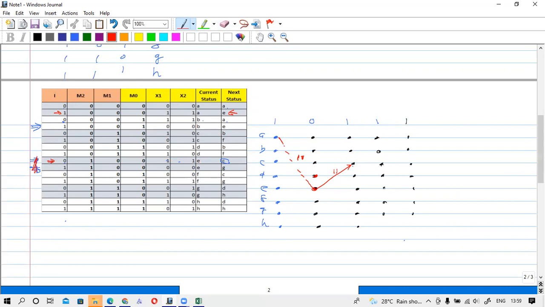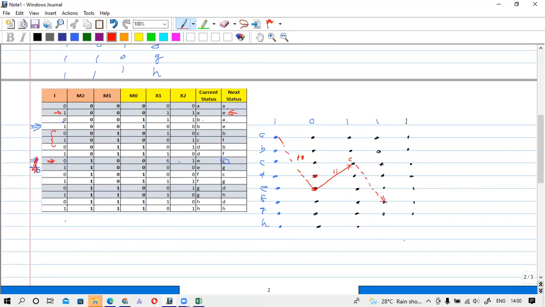And you can see that now we are in state C. Now the input is 1, so that means this case. Input is 1, we will move to F. We will move to F, so we will move to here.